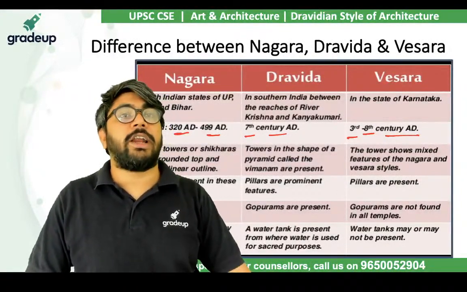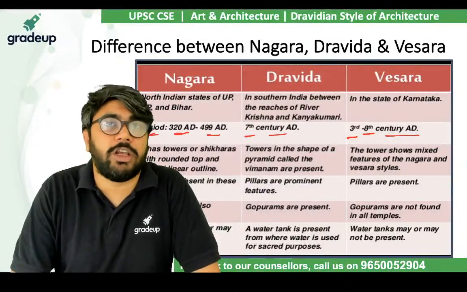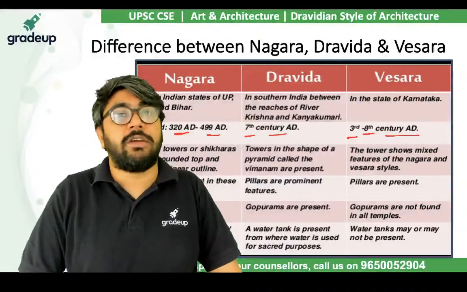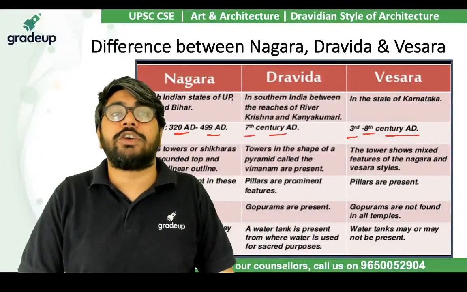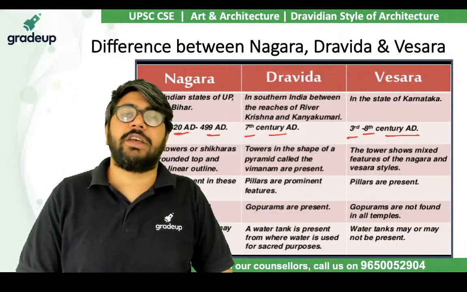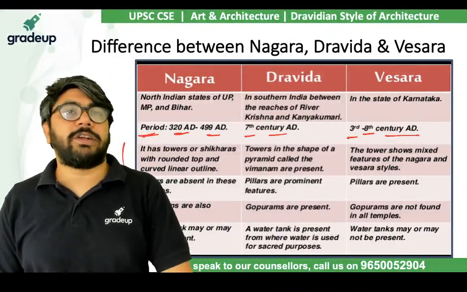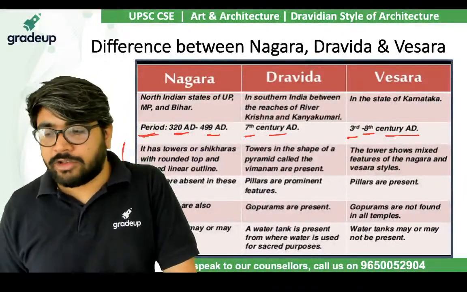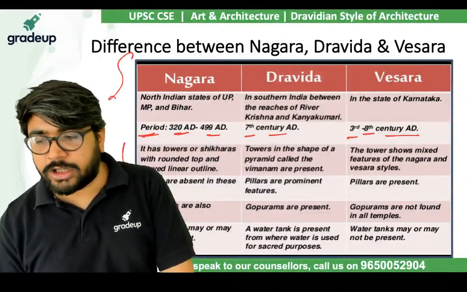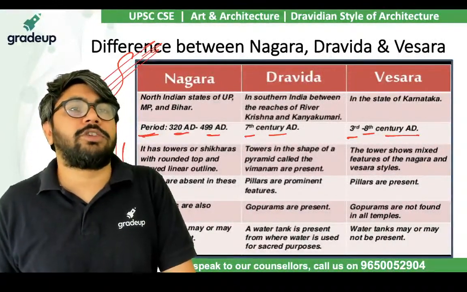देन नगार स्टाइल आर्किटेक्चर में वाटर टैंक मे और मे नॉट बी प्रेजेंट, सो कोई कंपल्शन नहीं है, जबकि द्रविड में वाटर टैंक इज प्रेजेंट, फ्रॉम वेयर वाटर इज बेसिकली यूज फॉर सेक्रेड पर्पसेस, है ना. विसारा में भी ऐसा ही, वाटर टैंक्स मे और मे नॉट बी प्रेजेंट. ठीक है. सो दिस इज द डिफरेंस बिटवीन ऑल द थ्री फॉर्म्स ऑफ टेम्पल आर्किटेक्चर.